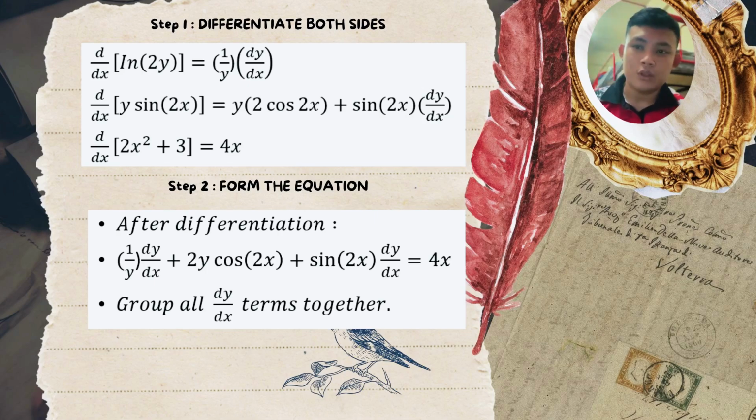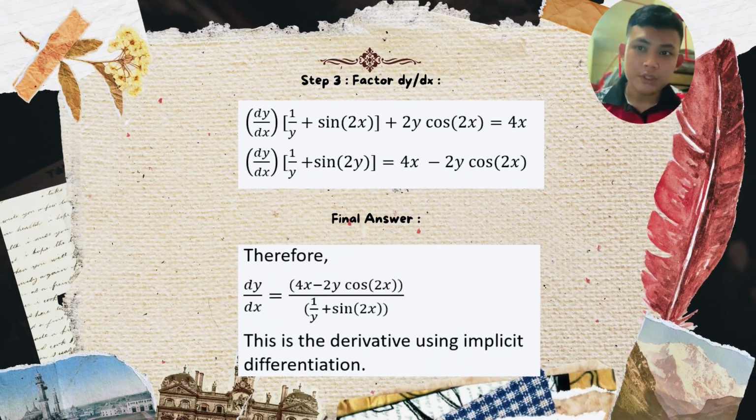Okay, step 2. From the equation after differentiation, we have 1 over y times dy over dx plus 2y cos 2x plus sin 2x times dy over dx equal to 4x. We need to group all dy over dx terms together. Then, step 3, factor dy over dx. Finally, factor and solve for dy over dx.